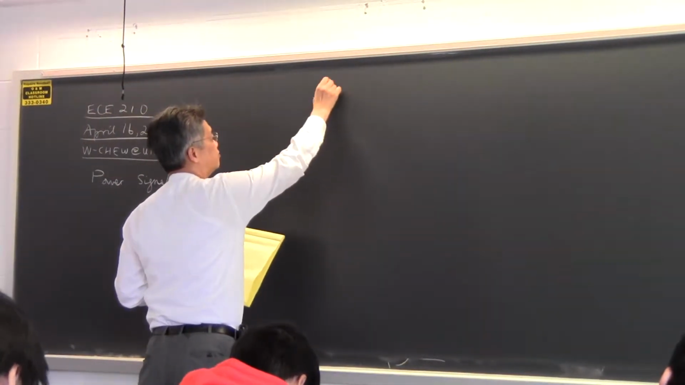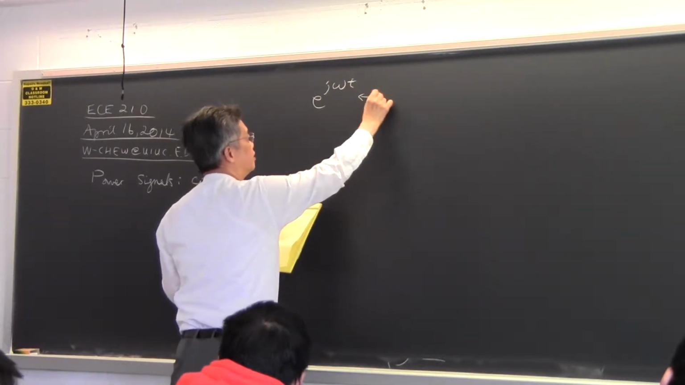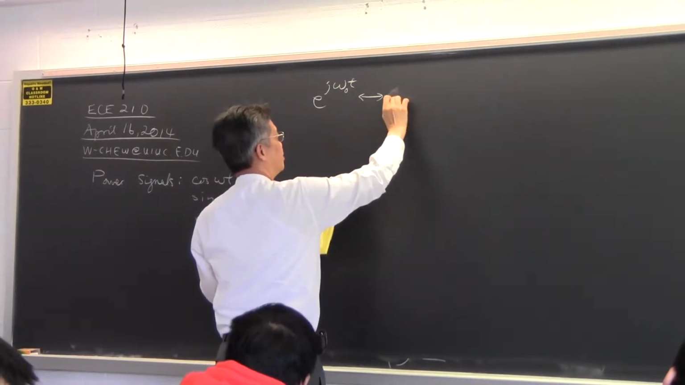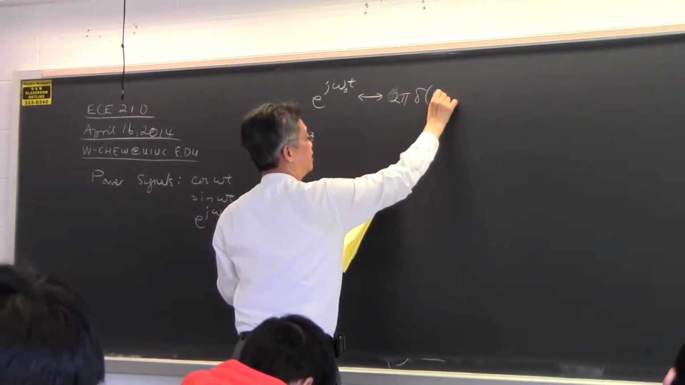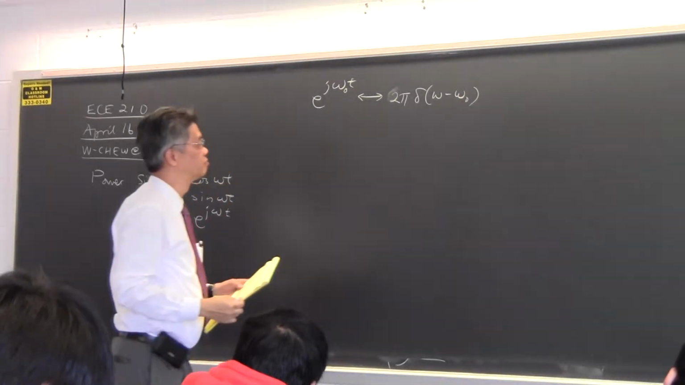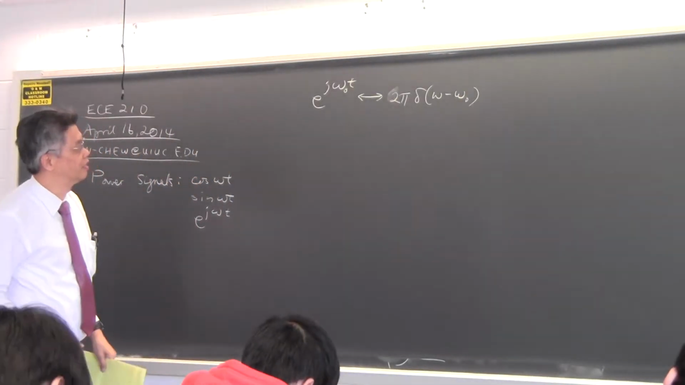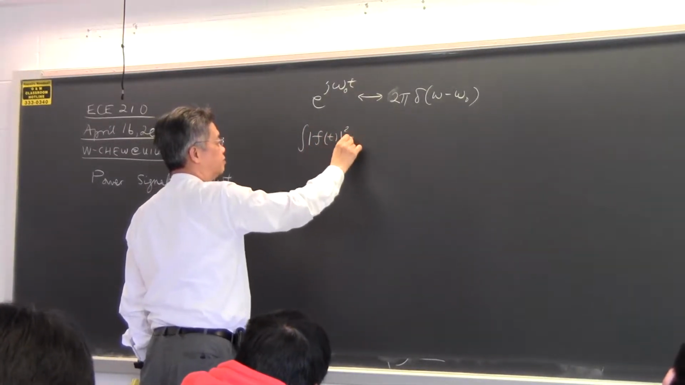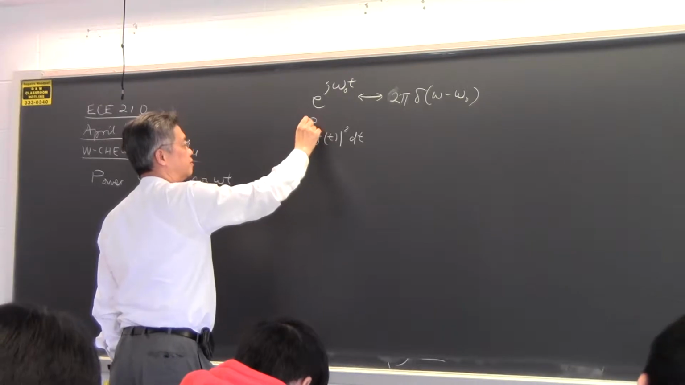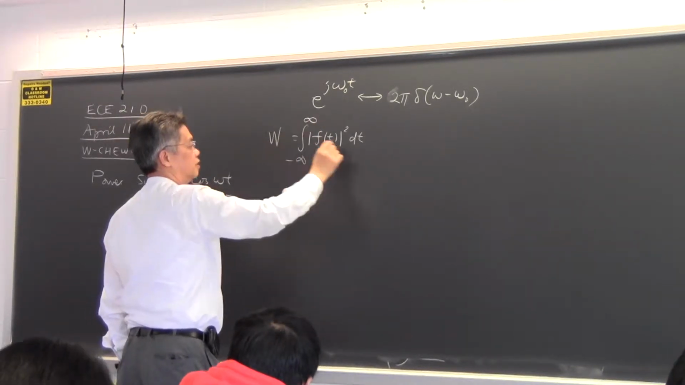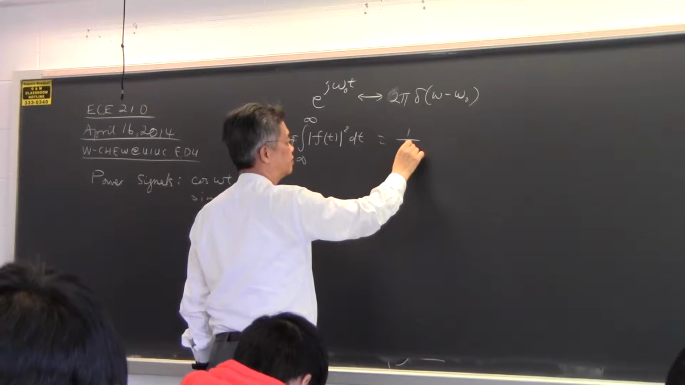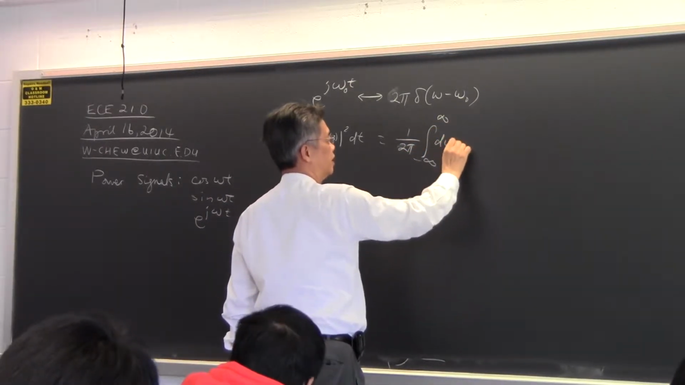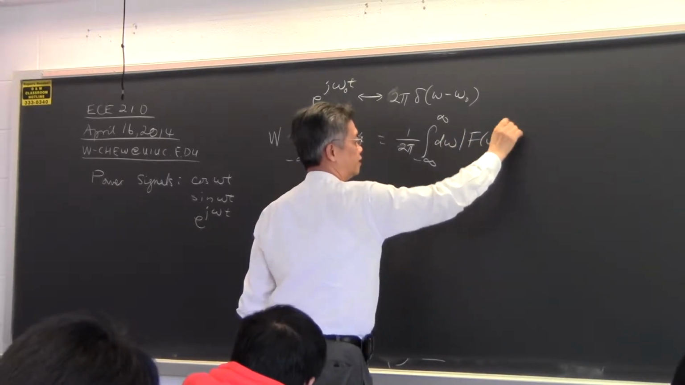Like if you have e to the j omega naught t, it Fourier transforms to 2 pi delta of omega minus omega naught. Okay? And then if you apply Parseval's theorem, it says that the power in the time domain integrated is equal to 1 over 2 pi integral d omega F of omega squared.